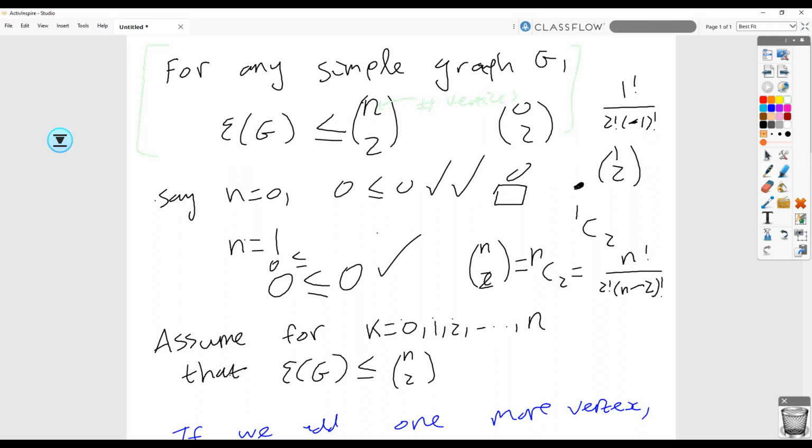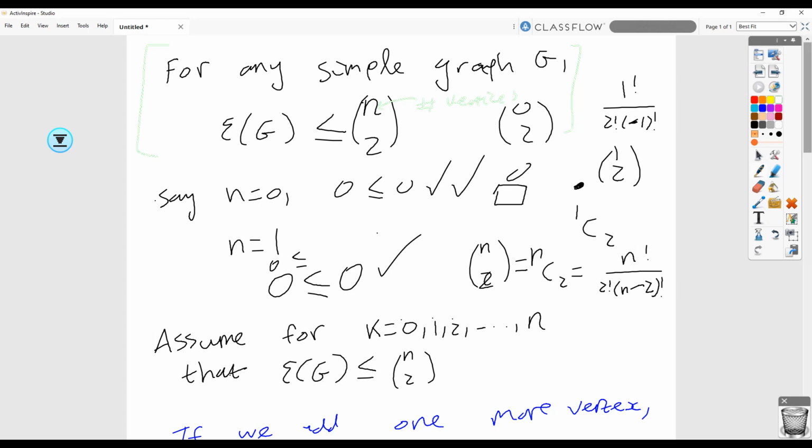So basically, our strategy is going to be induction. I always write it in the form of strong induction, but weak induction will work just as well. So I'm assuming that for k equals 0, 1, 2, all the way up to some arbitrary positive integer n, the statement of the theorem holds. That is, for any simple graph with 0, 1, 2, 3, 4, all the way up to n vertices, the number of edges is less or equal to n choose 2, where n is the number of vertices.